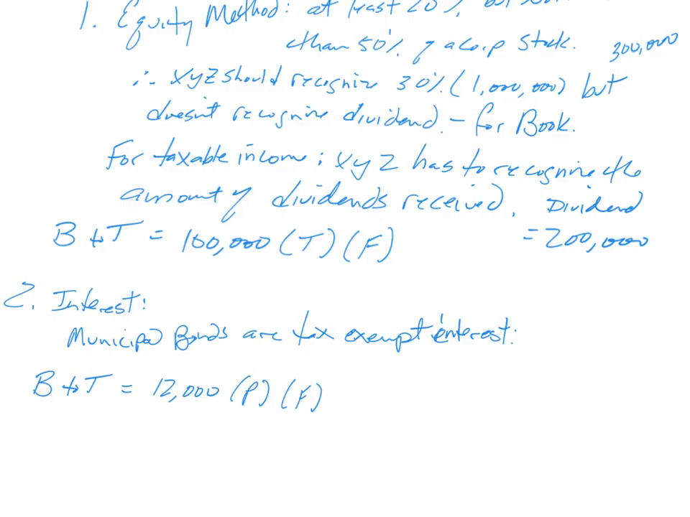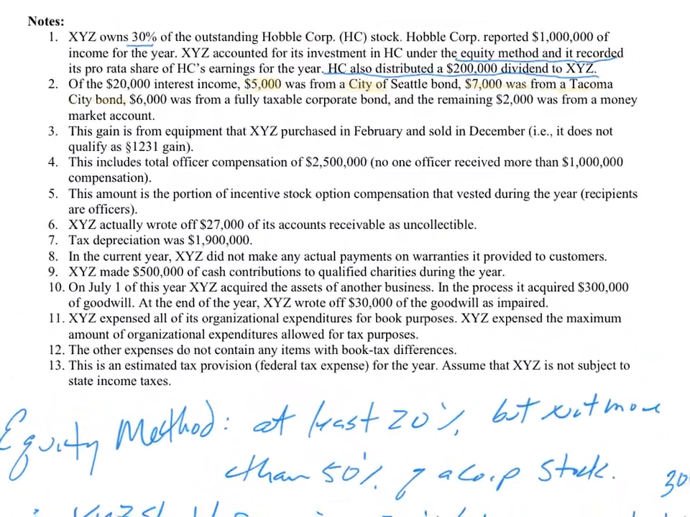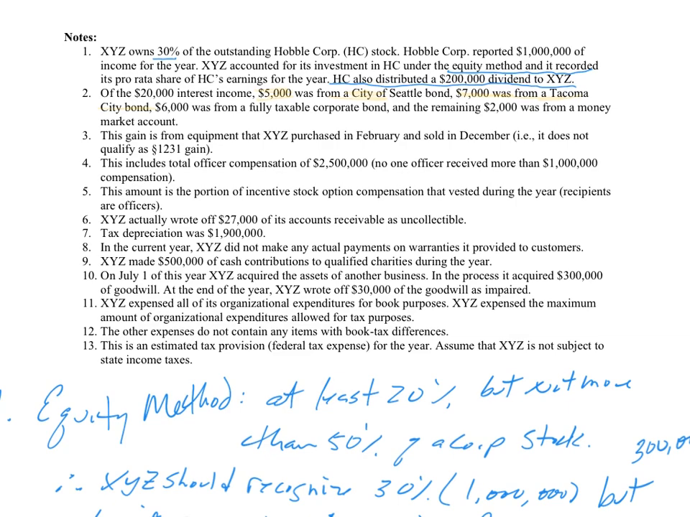Notes, because there is a note about the capital equipment. And so, no, there isn't. That's about the gains. Let's go look at the notes. And it says, this gain is from equipment that XYZ purchased in February and sold in December. So they haven't had it for a year, excuse me. So it doesn't qualify as a 1231 gain. So it's not going to be a capital gain, so it won't get netted with that loss. All right. And it's going to compensation.